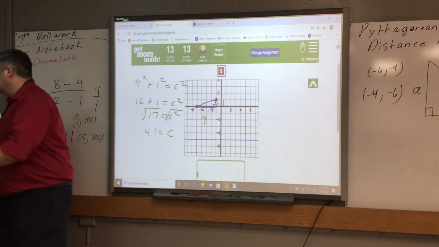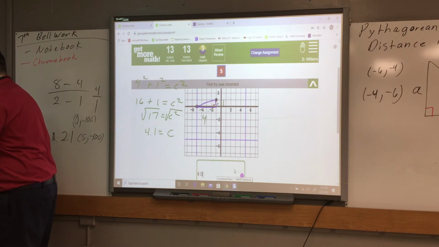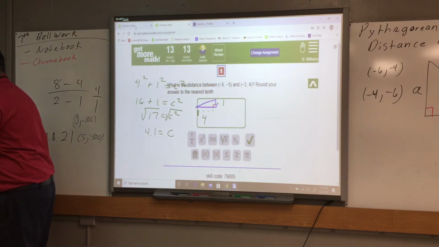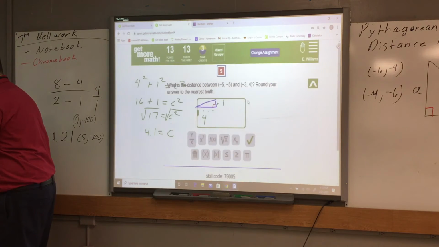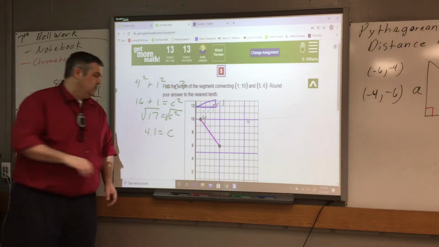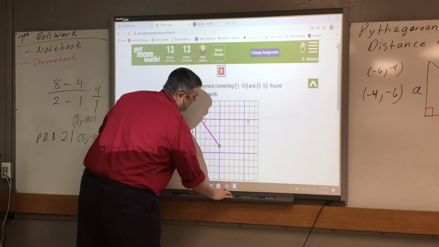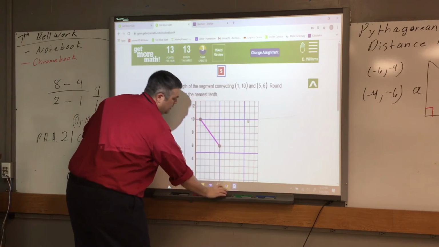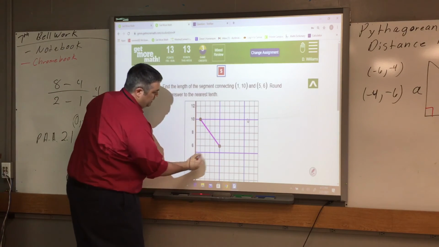Okay, so now the next part of this, oh, I plugged in the wrong number. 4.1, there we go. All right, so here, we're gonna look at the second part of this. It's the same thing, look at it. Find the length of the segment. So they have this segment here, they want you to find the length. Same thing, let's just complete it.